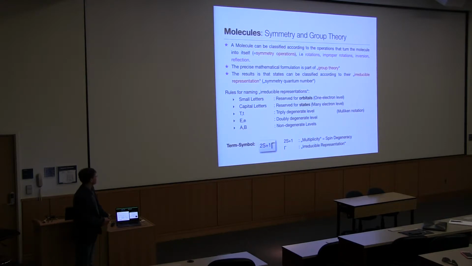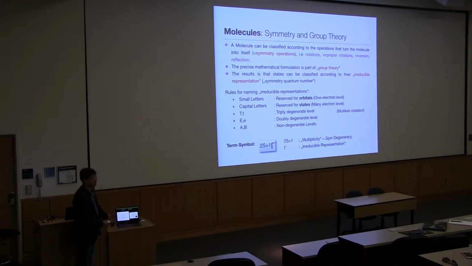A molecule can be classified according to the symmetry operations that turn the molecule into itself. Those can be rotations, improper rotations, inversions, or reflections. And the precise mathematical theory that classifies all of these symmetry operations is group theory. The result of that analysis is that the electronic states can be classified according to the irreducible representation. That is the symmetry quantum number I've been talking about.